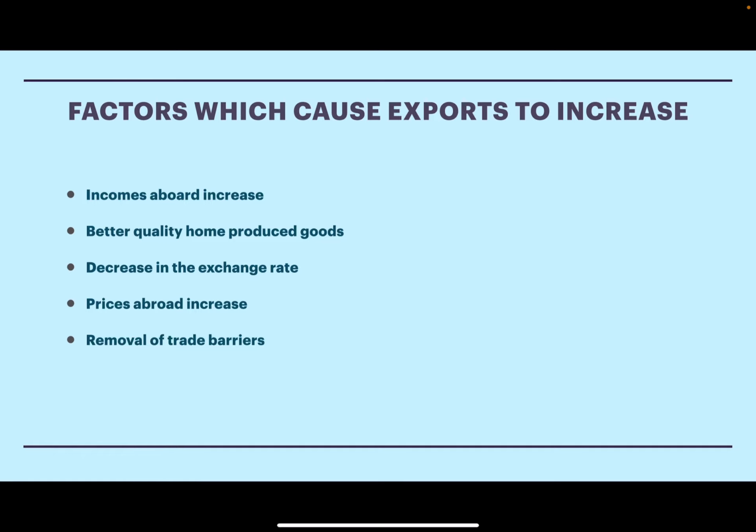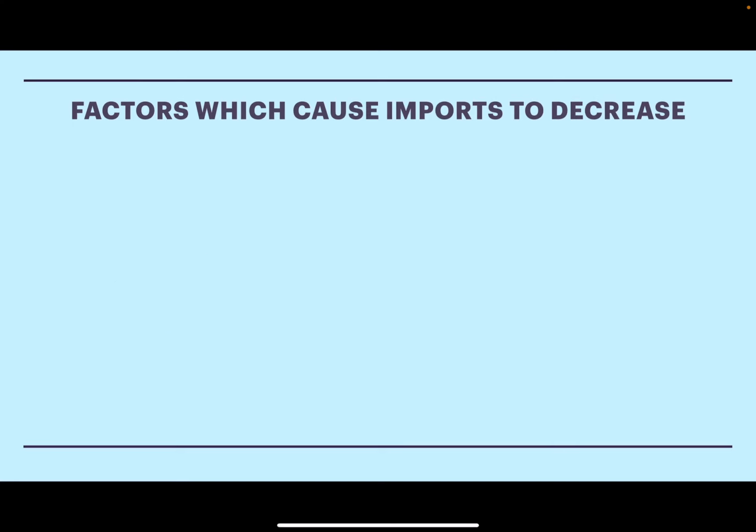Removal of trade barriers. Well, at the moment, we've kind of got the opposite going on with Brexit. But if trade barriers are removed, so an example of trade barriers would be tariffs on imported goods. So let's suppose America removes tariffs on UK goods. That's going to make our goods cheaper to Americans, and therefore they're going to demand more of our goods. So you can probably see for a lot of those, the opposite is going to be the case.